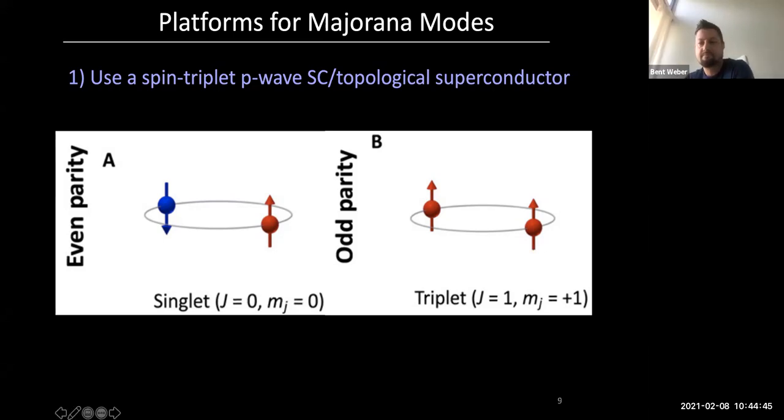Okay, so like I said, I just want to discuss three possible platforms for realizing these Majorana fermions. One easy to imagine platform is to use a spin triplet superconductor. Typically in singlet superconductors, Cooper pairs are made up of electrons with opposite spins, and in triplet superconductors, they have same-spin Cooper pairs. So you can imagine that if you had such a spin triplet superconductor, then you've gotten rid of this problem of the spins being flipped.